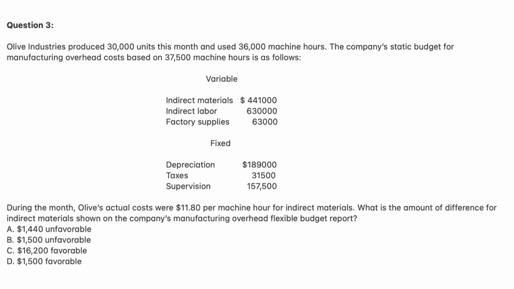Question 3. Olive Industries produced 30,000 units this month and used 36,000 machine hours. The company's static budget for manufacturing overhead costs based on 37,500 machine hours is as follows. Variable: indirect materials $441,000, indirect labor $630,000, factory supplies $63,000, fixed depreciation $189,000, taxes $31,500, supervision $157,500. During the month, Olive's actual costs were $11.80 per machine hour for indirect materials.